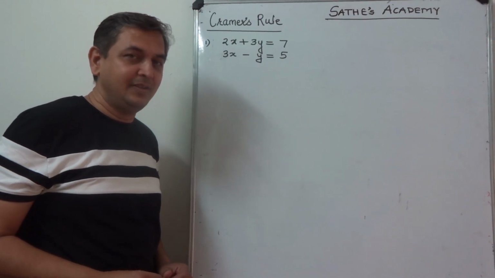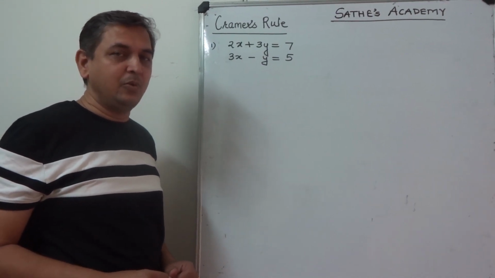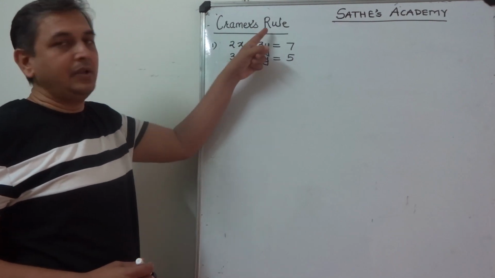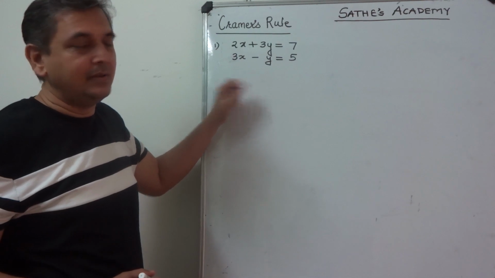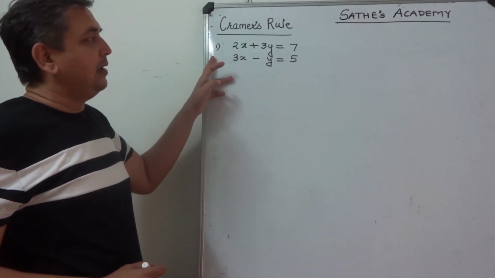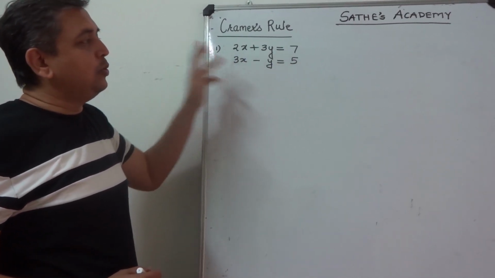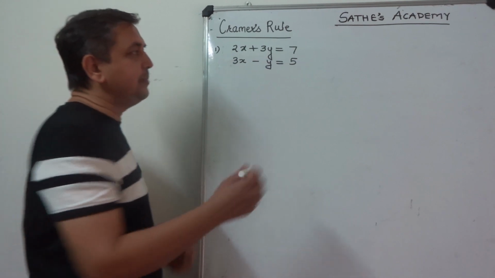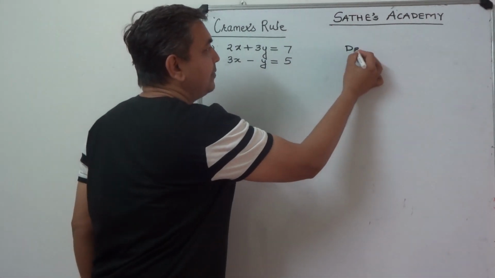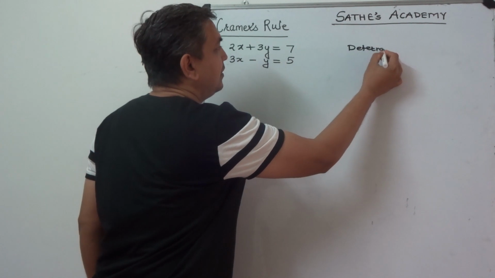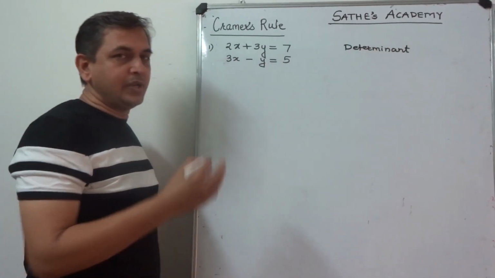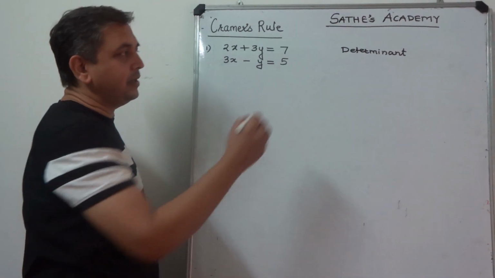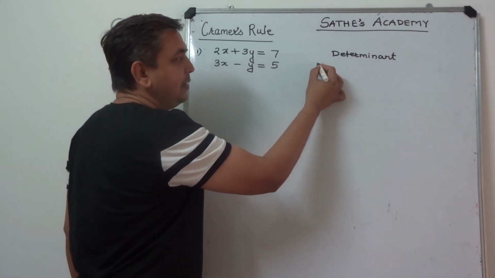Hello friends, in this video we are going to learn Cramer's rule for solving linear equations in two variables. Now for this rule we need some basic concept, that is determinant. So let us see two examples on determinant, how to solve a determinant.